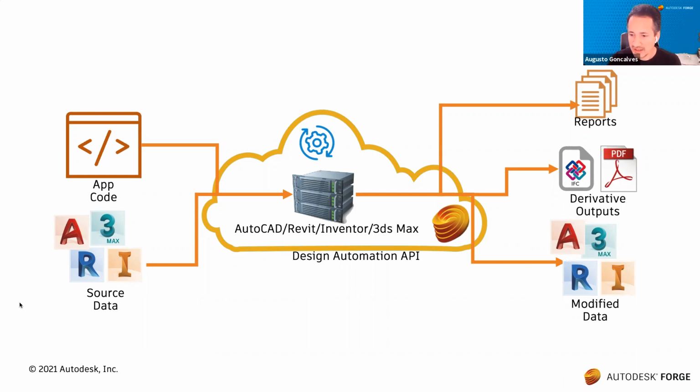So there is a question if we can run design automation for Civil 3D. Yes, we can. Actually, Civil 3D runs on the same engine as AutoCAD. So you just have to use the current latest version plus the previous latest version, which is 2021 and 2022. And the AutoCAD engine should support Civil 3D workflows.